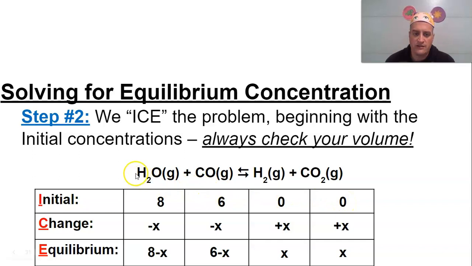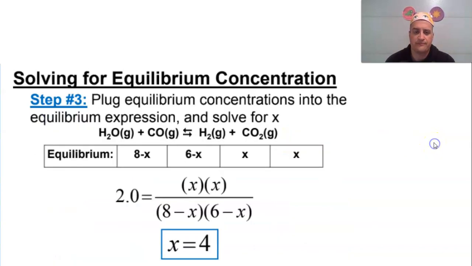Now, each of these are going to be used up with a coefficient of 1. So that means these are going to change with a decrease of some concentration, and these are going to increase with a change of concentration. The values at equilibrium are our original minus the change for each of the reactants, and then the change for the products. Always check your volume, always check how much you're given before you even get started.